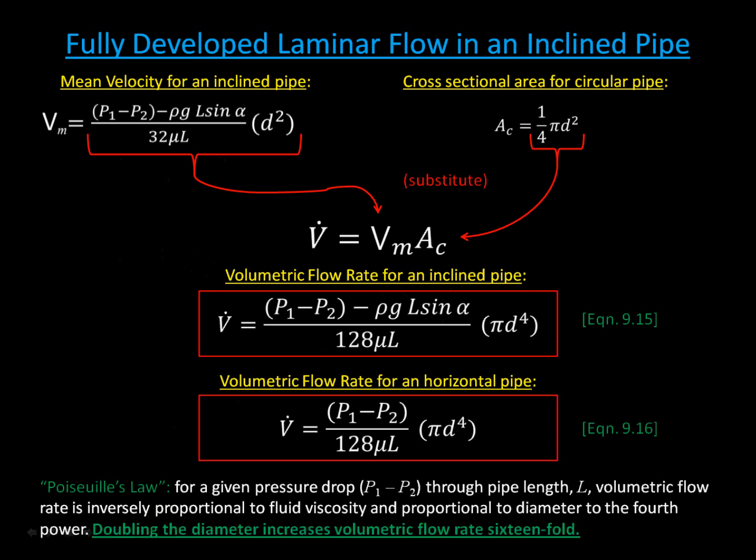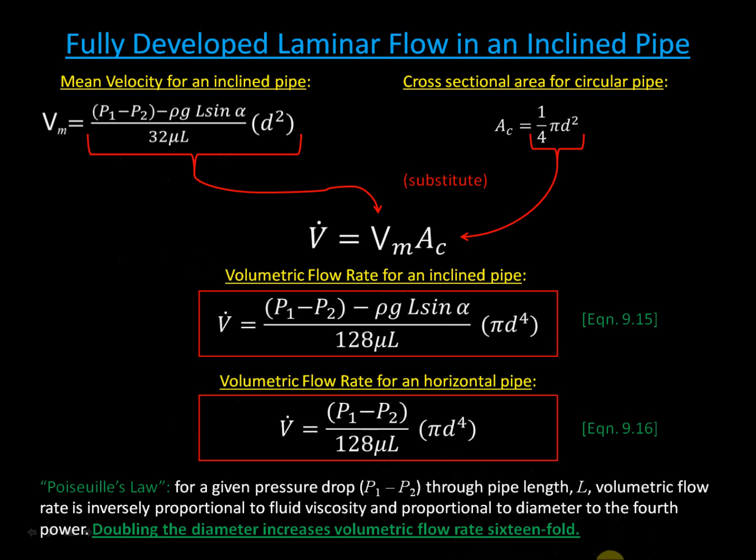And what that's saying is that for any given pressure drop, for the same pressure drop, P1 and P2, through a pipe of some given length L, the volumetric flow rate is inversely proportional to fluid viscosity, which is down here in the denominator, and proportional to the diameter to the fourth power. So what's your takeaway from that? What does that mean? And I bolded it here in green.